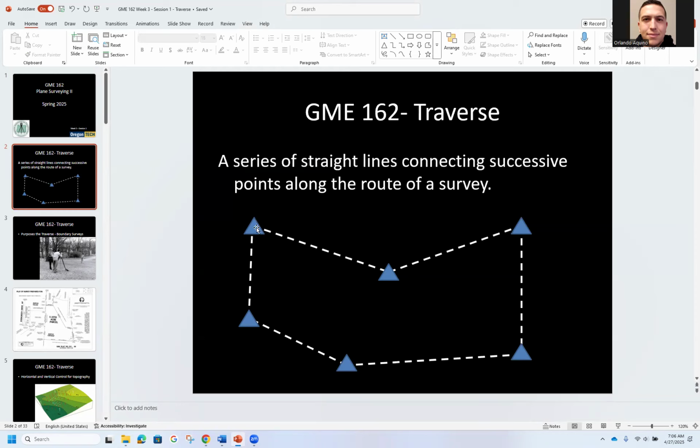And again, we would get a raw misclosure. Using that raw data, we would then use what we call the compass rule adjustment. And this is just all recap. It's the compass rule adjustment, and then we would run through the series of corrections for each one of these points.